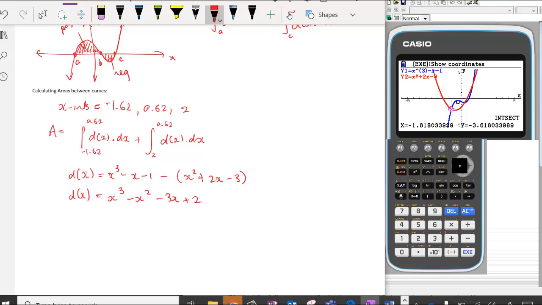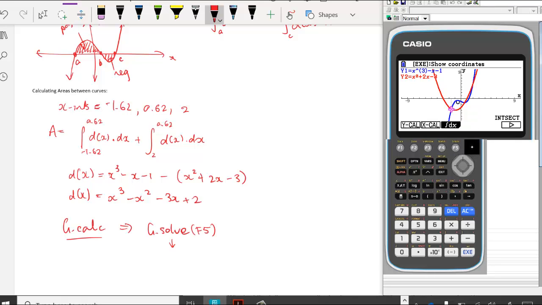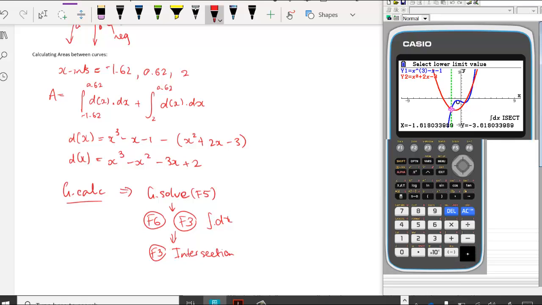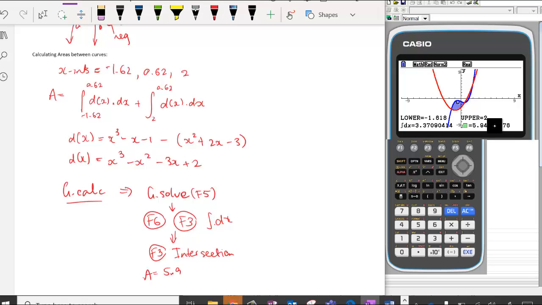Now to calculate this quickly on our graphics calculator is really quite easy. So we go to F5 G-solve, and we go F6 to go across, and then F3 for the integral. Now we want to use the intersection points, so we hit F3 for intersection, and we'll use this first intersection. We'll go across, and the second intersection, and you can see we've got two answers there. We have a straight integral, which is what we don't want, and we have an area, which is 5.95 units squared.